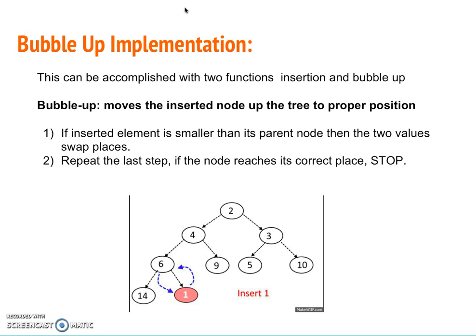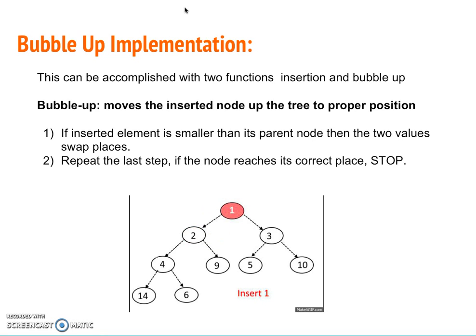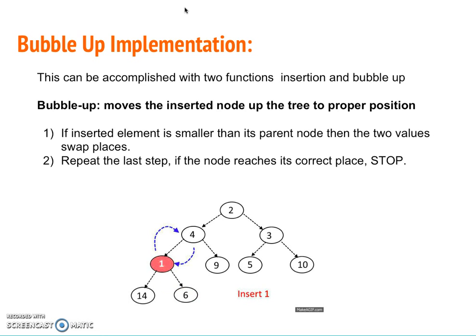As shown on the diagram below, the node starts as a leaf. It is then compared to its parent. If it is smaller than its parent, the two nodes swap places. This process is repeated until the node is no longer smaller than its parent.